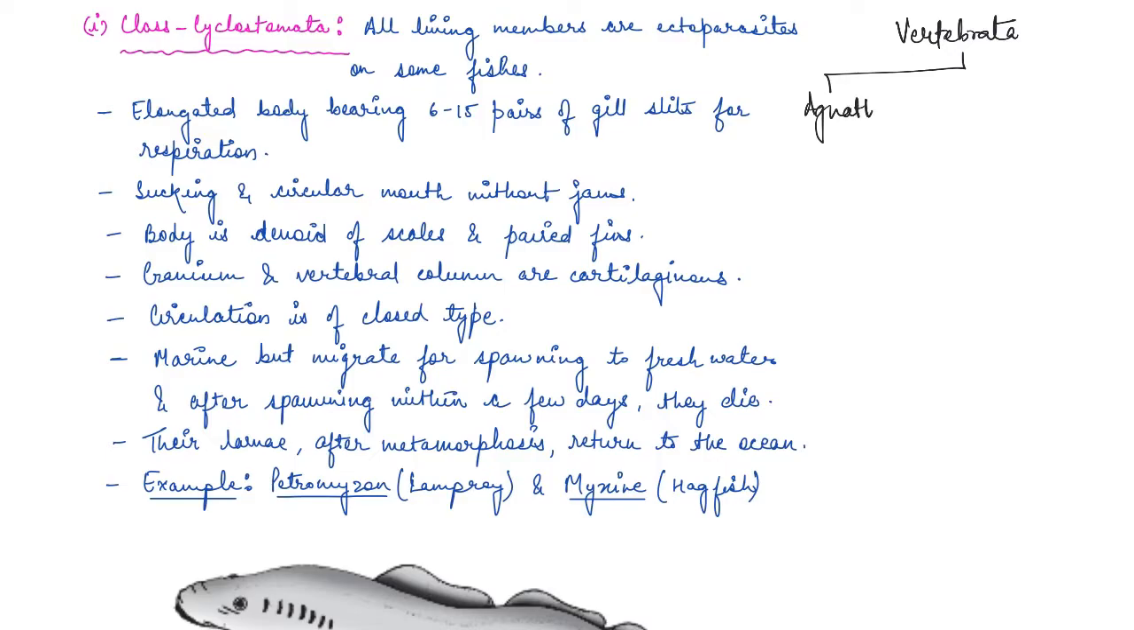Agnatha and Gnathostomata. So jawless and with jaws, right? And this again has one class which is Cyclostomata. And this has two superclasses, Pisces, that is fishes, and then Tetrapoda.